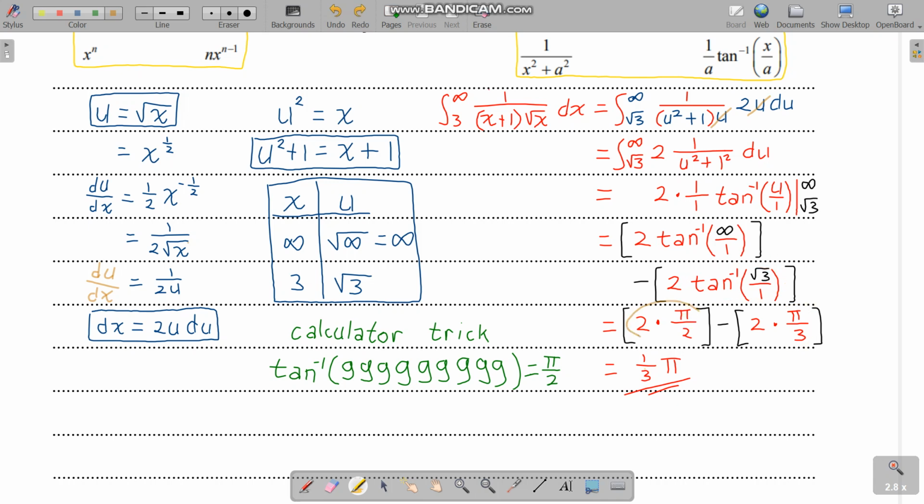So we have 2 times (pi over 2 minus pi over 3), so you can just use a calculator here. We get 1/3 pi for the final answer.